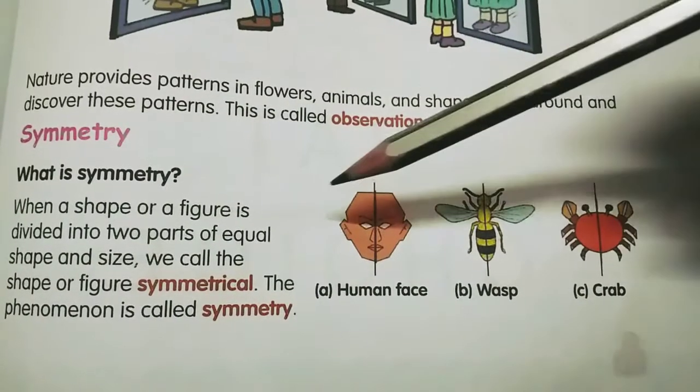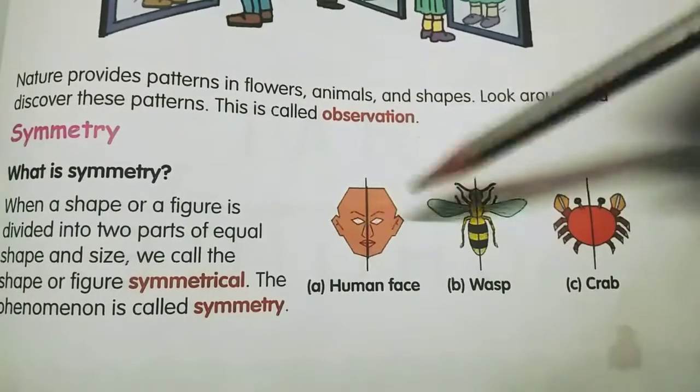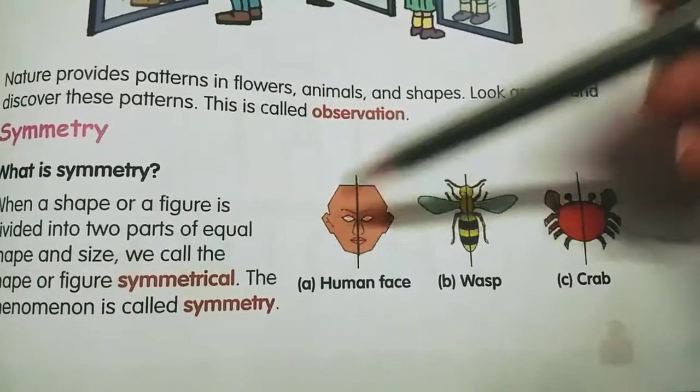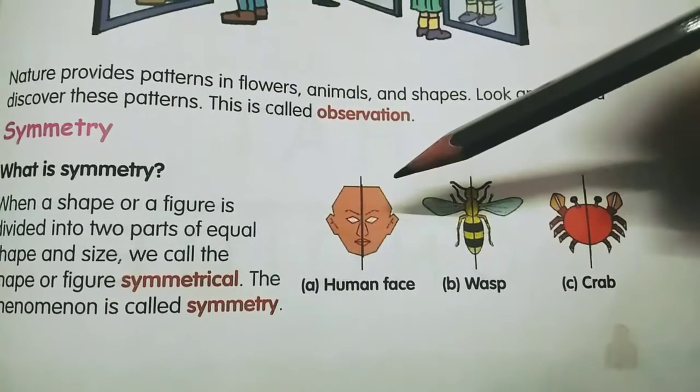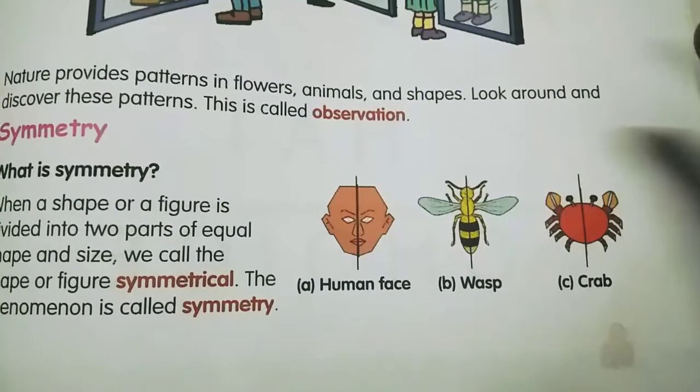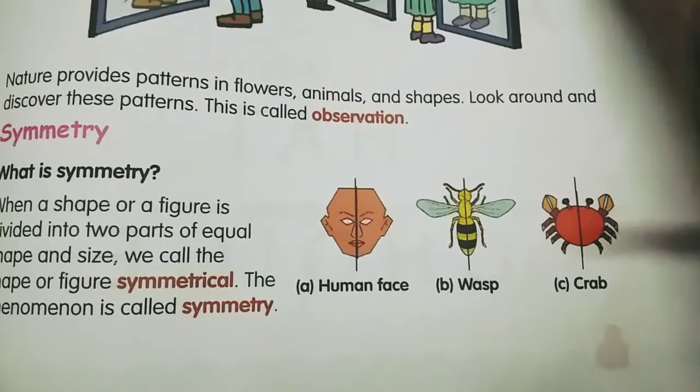So that means in symmetry the two parts should always be equal. When you fold these two parts, they should overlap each other. Then that is the meaning. When you fold these two parts, they should overlap each other. Overlap means one over another.